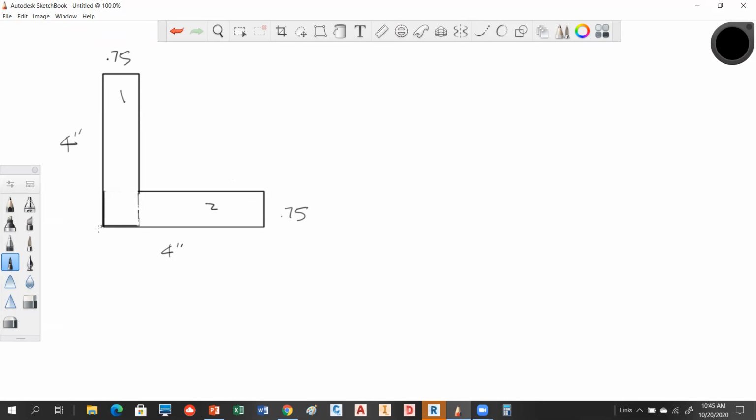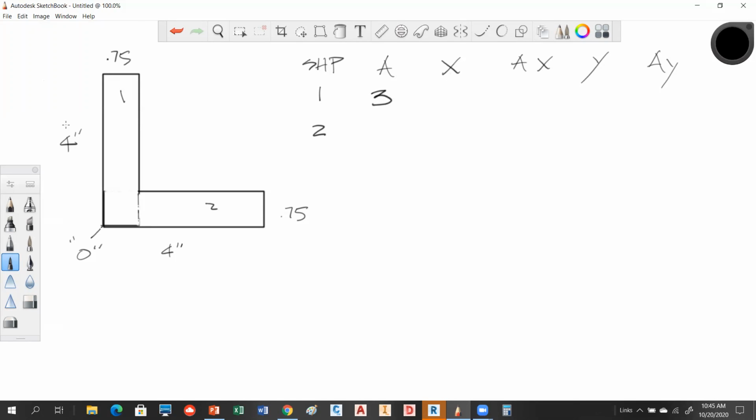We're going to go ahead and call this the origin just to keep it simple. So we're going to have shape, and we're going to have what, area, x value, Ax, and then y and Ay. Okay, so we have 2 shapes, shape 1, shape 2. The area of shape 1 is going to be 0.75 times 4. It gives me 3.